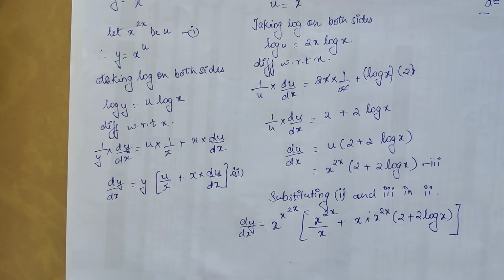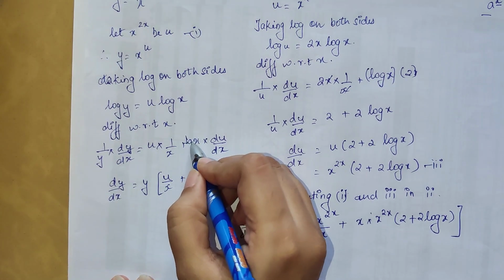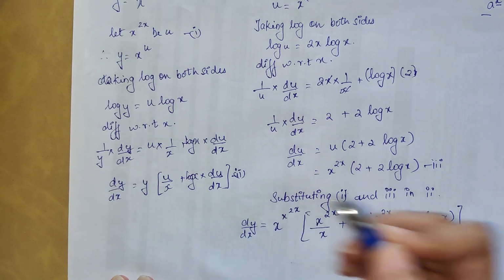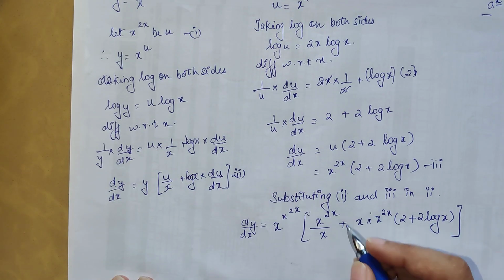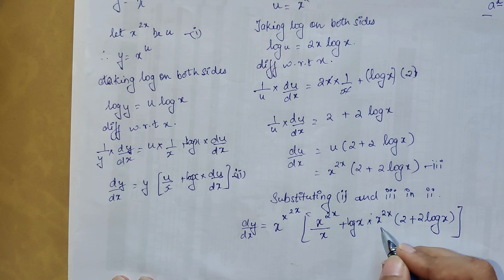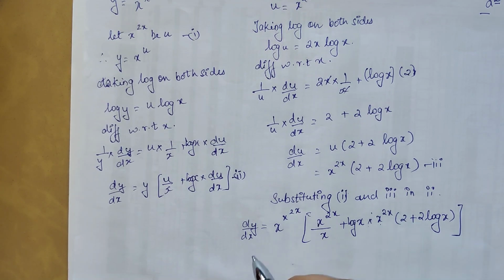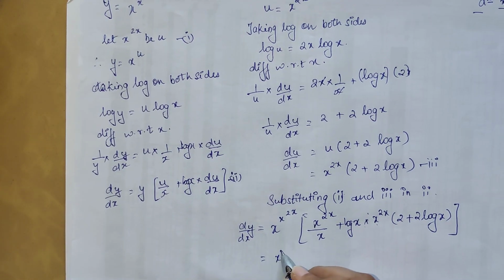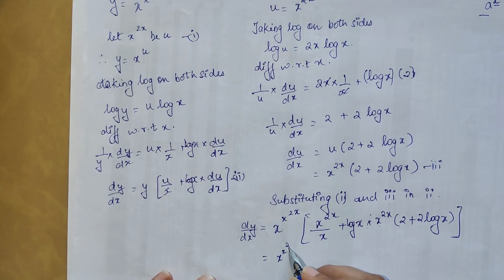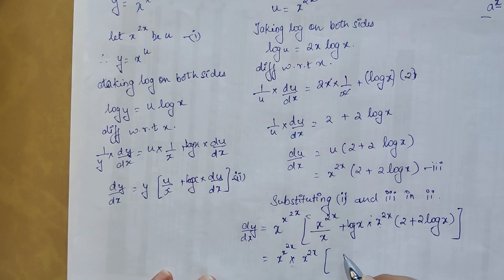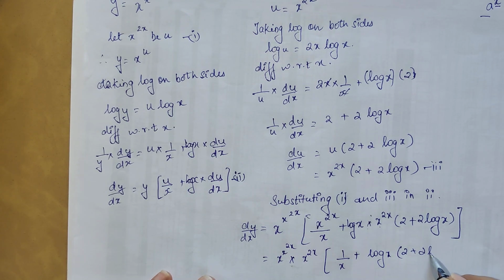Okay. Students, here we had log x. I'm so sorry for that. So here you will have log x into x raised to 2x. Okay. So now here in the final answer, if you want, you can take x raised to 2x also as common. So you will get x raised to 2x, the whole multiplied by x raised to 2x, 1 upon x plus log x into 2 plus 2 log x.